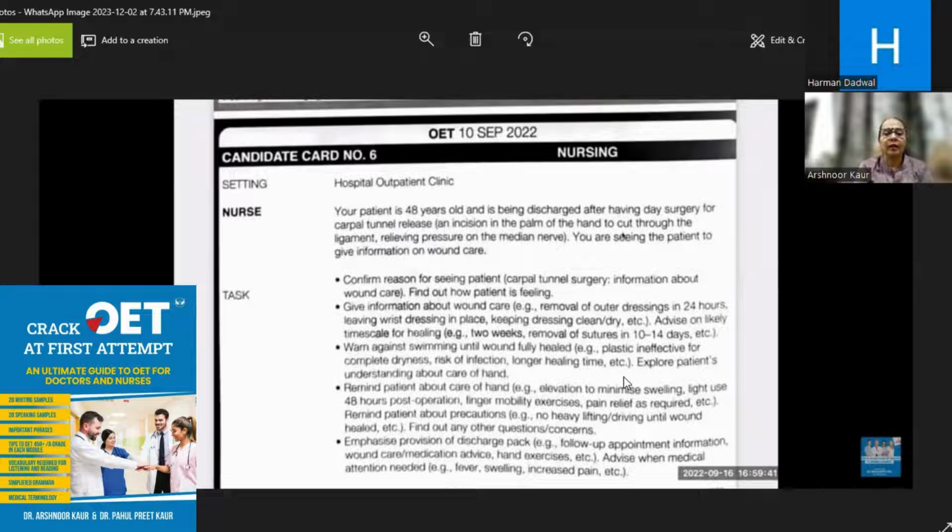Then emphasize provision of the discharge pack. Example: follow-up appointment information, wound care, medication advice, hand exercises, advice on when medical attention is needed, for example, fever. So you may say, Harry, there are some important instructions for you.